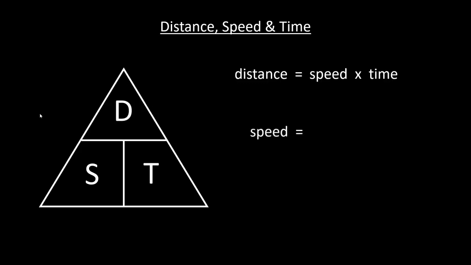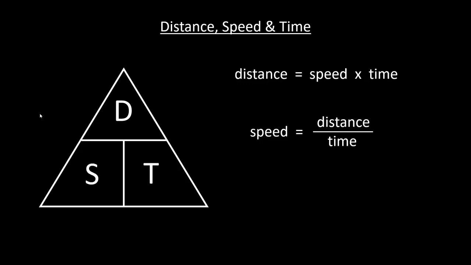Now if we wanted the formula for speed, we would cover up the S. So we'll cover up the S, and we're left with a D on top of a T. So that means D must be divided by T, or distance must be divided by time. And finally then, let's uncover that S.